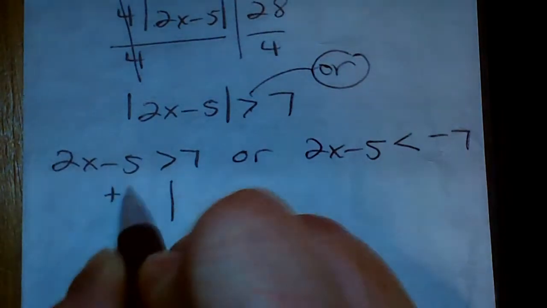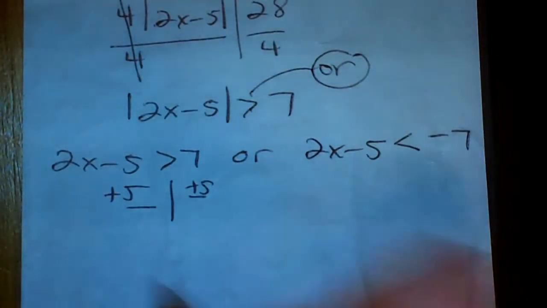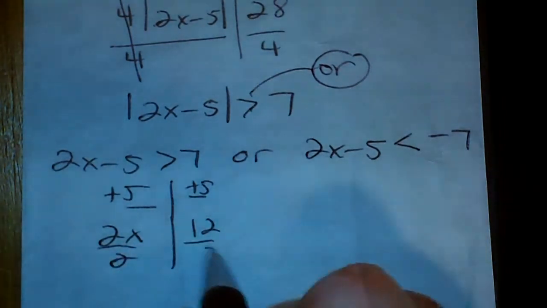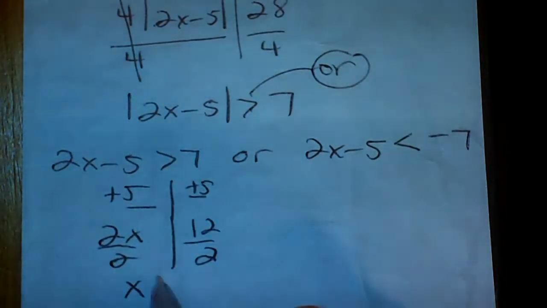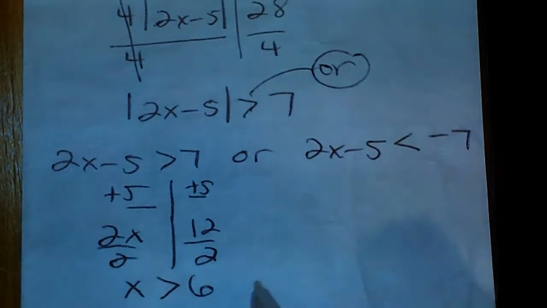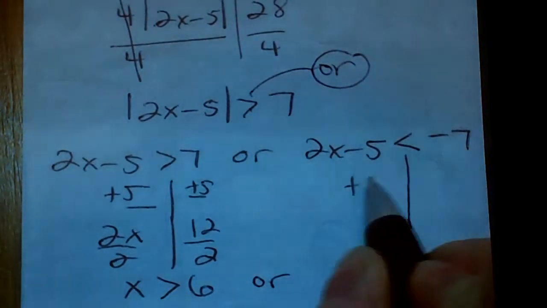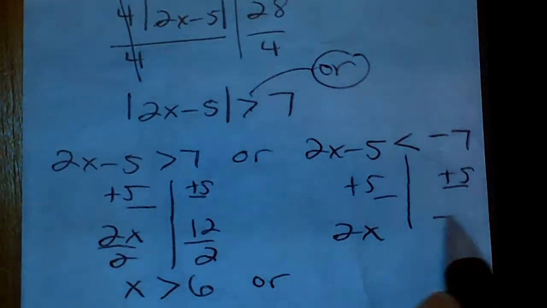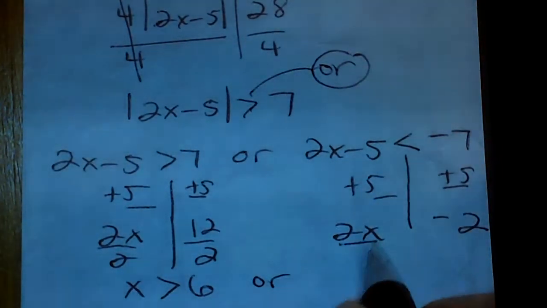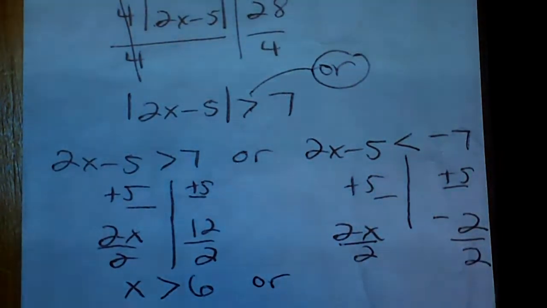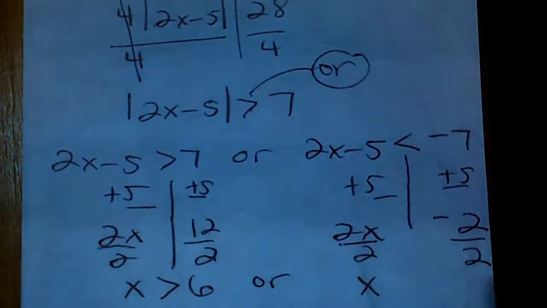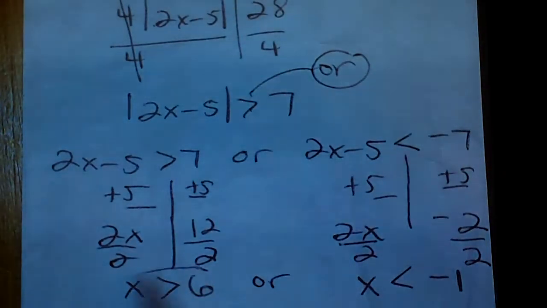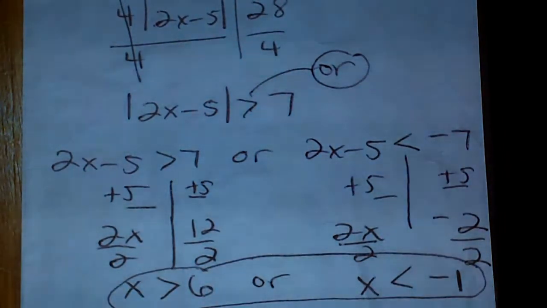Solve both of these. I'm going to add 5 to each side. 2x and 12. Divide by our 2. And we get x is, bring down the symbol, greater than 6. Or, I need to solve this one out. I get 2x here. I get negative 2 here. Divide by 2. And we have x less than -1. So there's our solution statement.